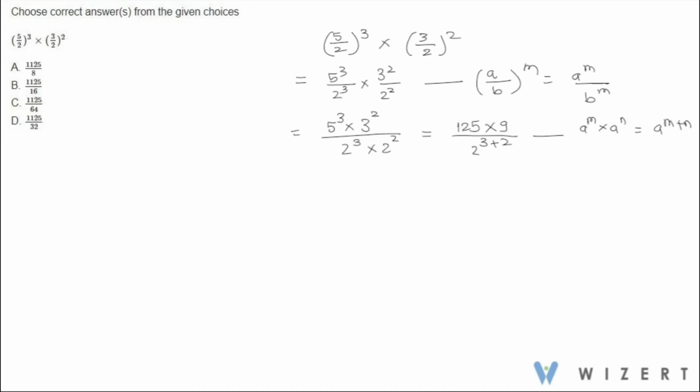So we have this equal to 125 into 9. 9 5s are 45, 9 2s are 18 plus 4 is 22, 9 1s are 9 plus 2 is 11. 1125 divided by 2 to the power 5. Now 2 to the power 5 is 32, so 1125 divided by 32. So answer is option D.